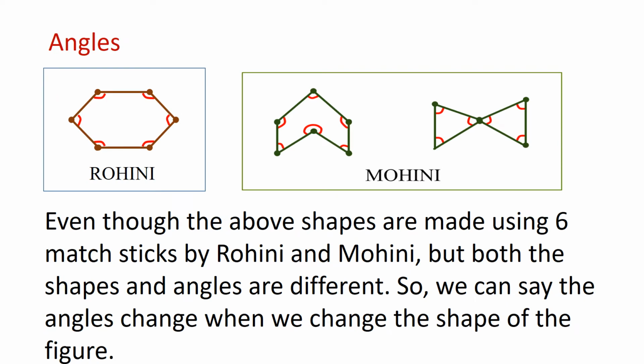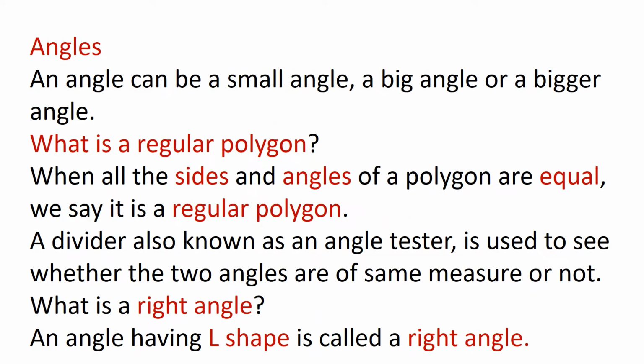Angles. You can see angles drawn by Rohini and Mohini using the matchsticks. Even though the above shapes are made using 6 matchsticks by Rohini and Mohini, both the shapes and angles are different. So we can say that the angles change when we change the shape of the figure. An angle can be a small angle, a big angle or a bigger angle.